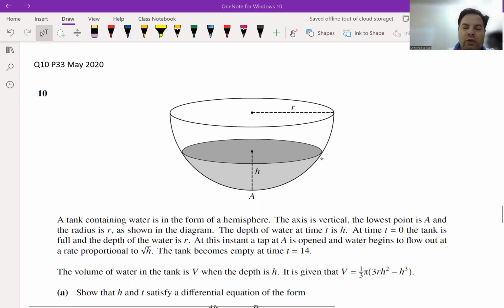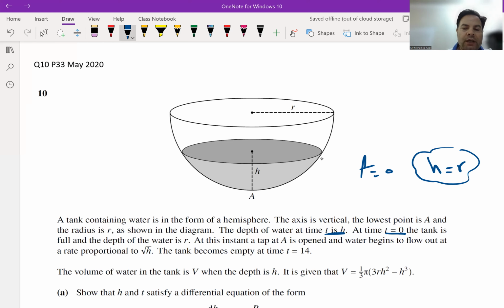At t equals 0, the tank is full. This is important information. When t equals 0, full means h will be equal to the radius. So when t equals 0, the tank is full and the depth of water is r. At the instant when the tap at A is opened, the water begins to flow out.